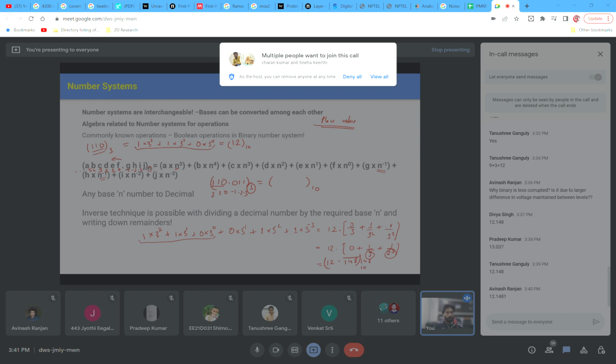Yeah, so in base 10, our number 110.011 would convert to 12.148 to the base 10. I hope you guys got this question.